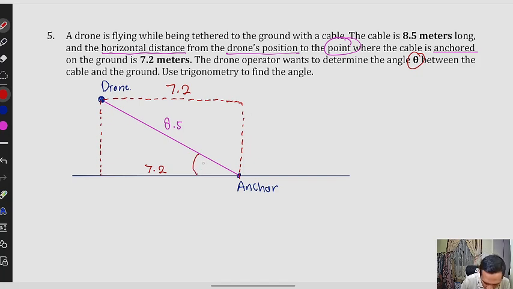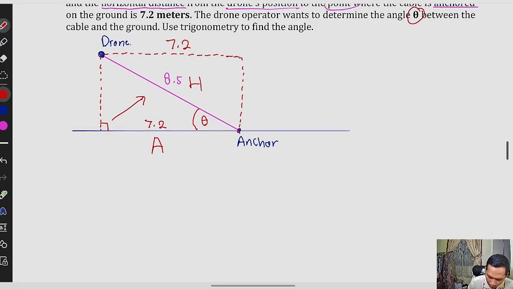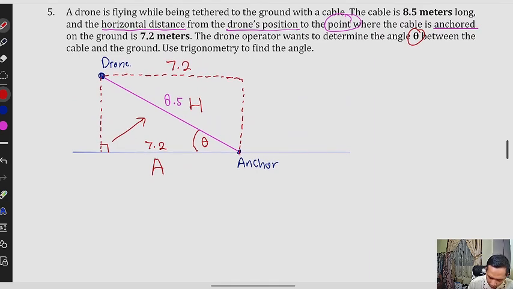It's time for you to find theta. So we have here 7.2 as the adjacent, right? And 8.5 is the hypotenuse. How do you know about the hypotenuse? Because it is in front of the 90-degree angle. And this is the opposite. We don't use opposite because we don't have the measurement. We only have 7.2, which is the adjacent, and 8.5, the hypotenuse. Adjacent and hypotenuse, which one do we use, everyone? Cosine. So we have cos theta equals adjacent over hypotenuse, or 7.2 divided by 8.5.